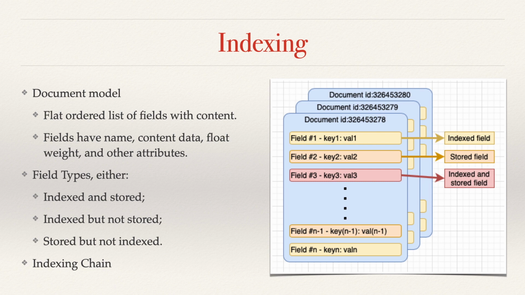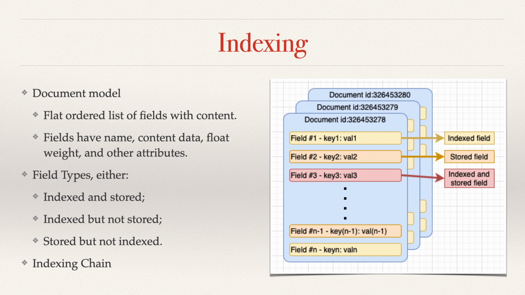Moving on to indexing. Lucene uses a document model to store all the information. Documents are modeled in Lucene as a flat ordered list of fields with content. The parsing outputs look very similar to Apache Tika. Not only do they have the extracted content in one of the key-value pairs, but also other attributes depending on their type. Each key-value pair is called a field.